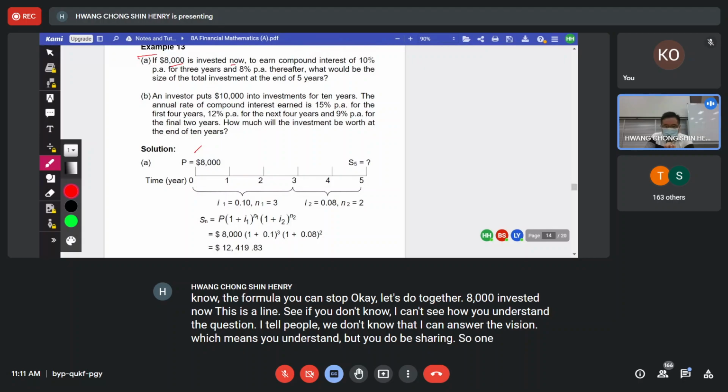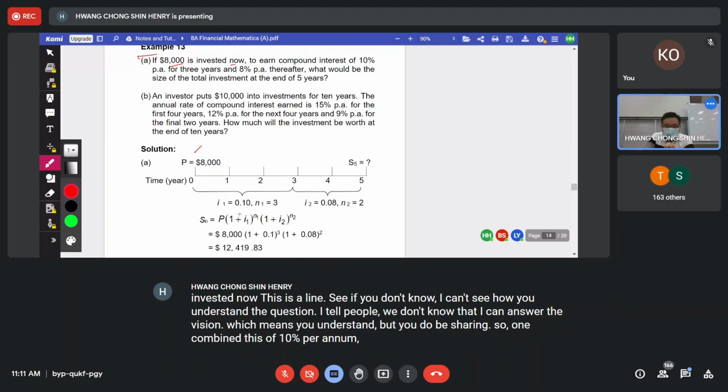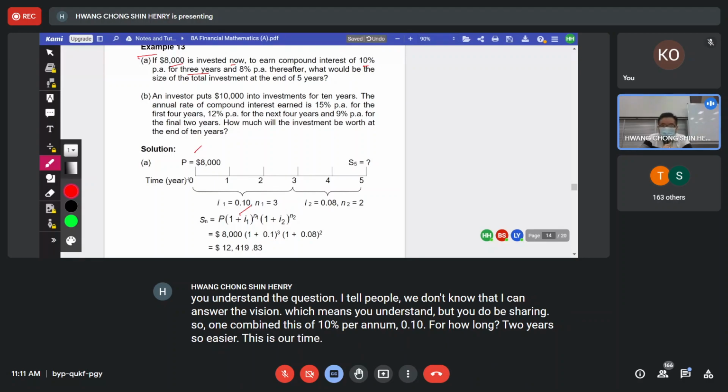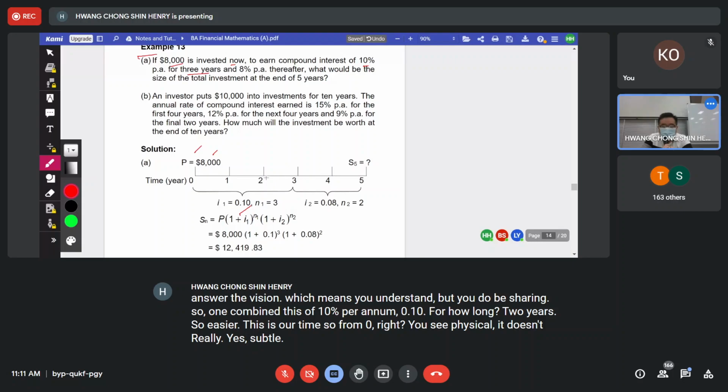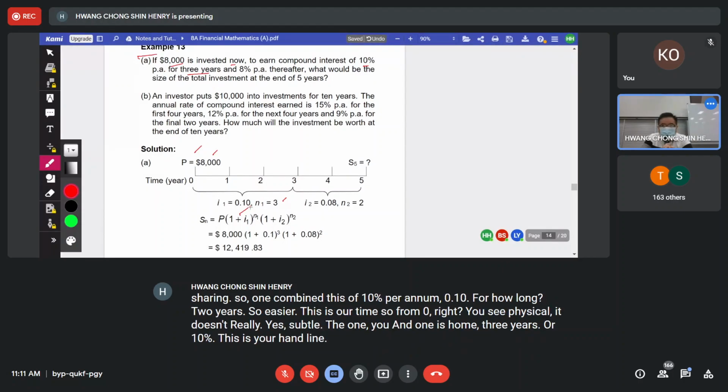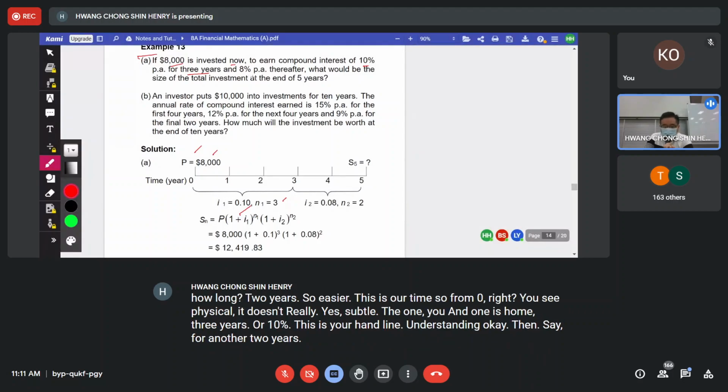To earn compound interest of 10% per annum, 0.1. For how long? 3 years. So this is your time, start from 0. You save principal 8,000 for 3 years. So your N1 is 3 years for 10%. Understand it? Okay. Then save for another 2 years, because at the end of 5 years, so 3 years and another 2 years.